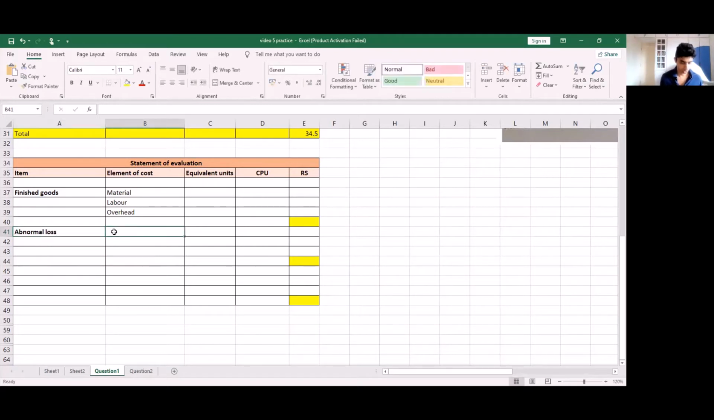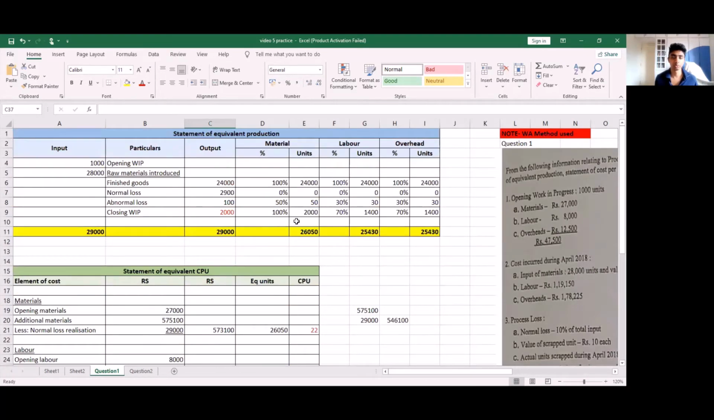Again, element of cost is material, labor, and overhead. Last and final item is our closing work in progress. Element of cost will be the same, which is material, labor, and overhead. Now let us see what the equivalent units are. So our statement of evaluation is the same in both the methods. There are no changes. So equivalent units we will take from our statement of equivalent production.